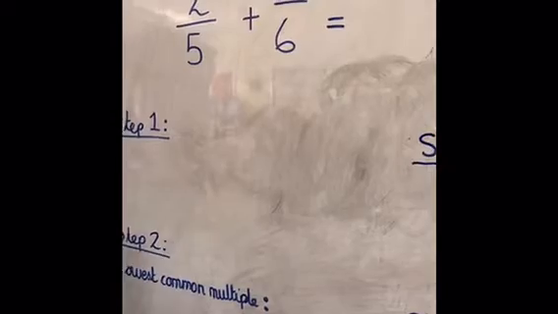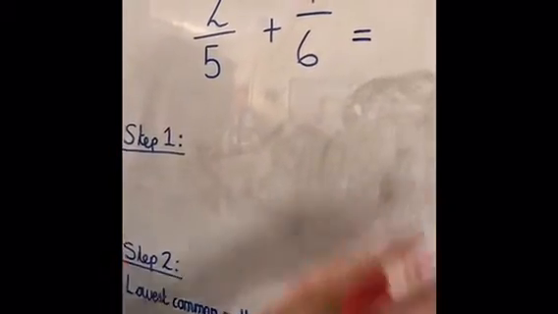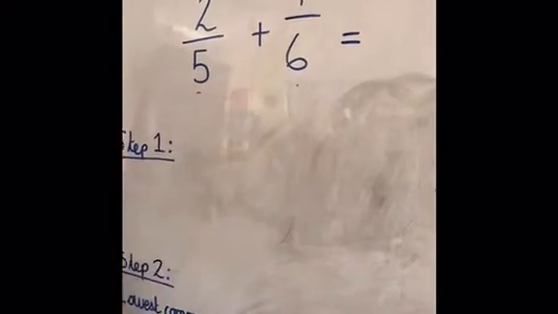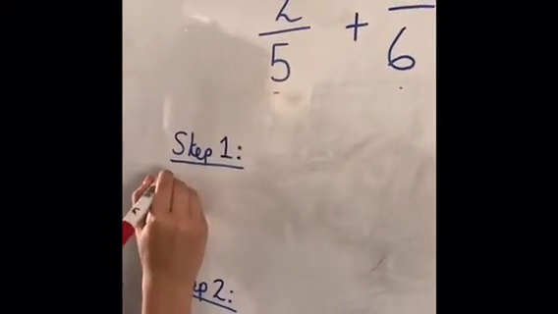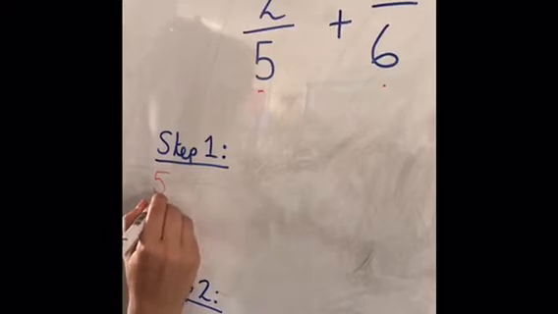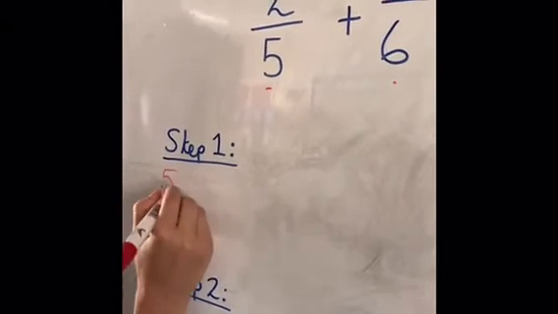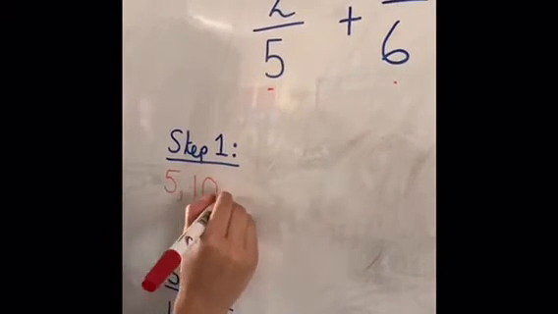Okay, so we're just going to quickly show you all of the steps together. We've got 2/5 add 1/6. So Miss Sheldon's going to start by doing step 1, which is to write down the multiples of each of the denominators. So she's taken the 5 first, she's going to do the 5 times table.